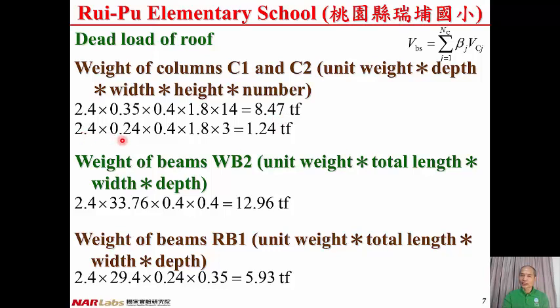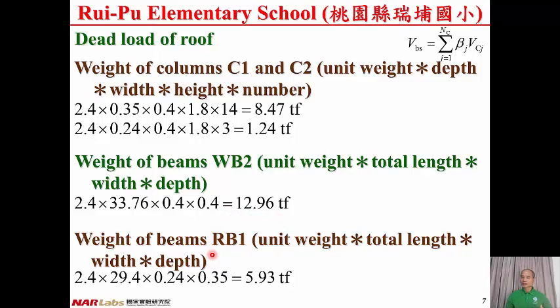0.24 meter is the depth of column C2, and 0.4 meter is the width of column C2. 1.8 is the half of the height of column C2, and 3 is the number of column C2. It makes 1.24 ton force. And the weight of beams WB2, unit weight 2.4 ton force per cubic meter, total length 33.76 meter, and the width 0.4 meter, depth 0.4 meter, equal to 12.96 ton force.